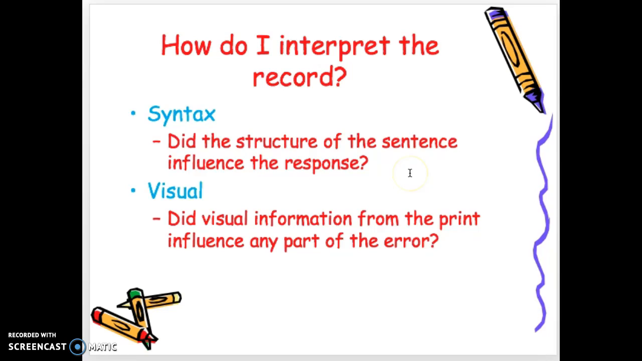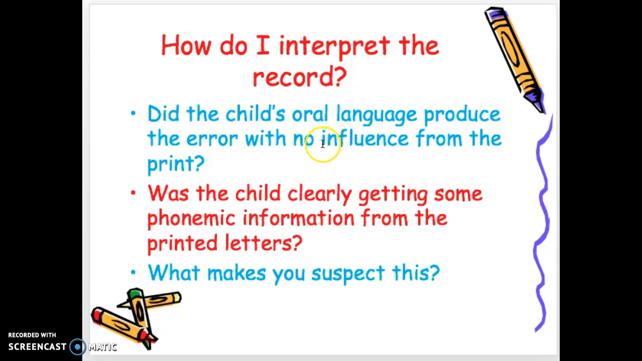The syntax: did the structure of the sentence influence the response? So that would be the slide that we looked at where it said she saw some and the child said she looked at. So putting that word at in there was influenced by the structure or the syntax that the child had after she used the word look instead of saw. And did the visual information from the print influence any part of the error? Did the child's oral language produce the error with no influence from the print? Was the child clearly getting some phonemic information from the printed letters? And then asking yourself, what makes you suspect this?